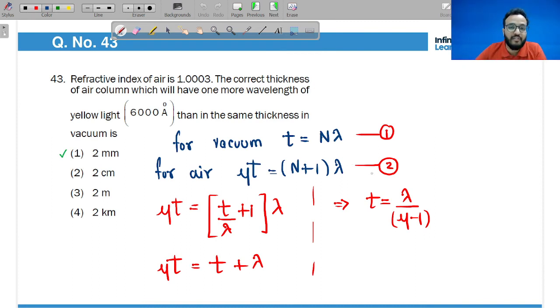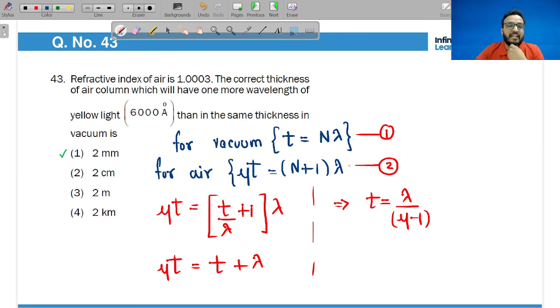Question 43. This is an interesting one. See, refractive index of air is given, which is a little bit greater than that of vacuum. So the distance that light covers in vacuum is t, which is equal to n wavelengths, n lambda. And if the light passes for the same duration in air, then how much distance will it travel? It will travel mu t.